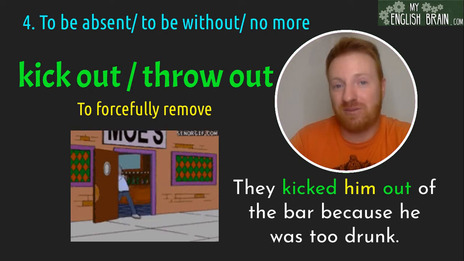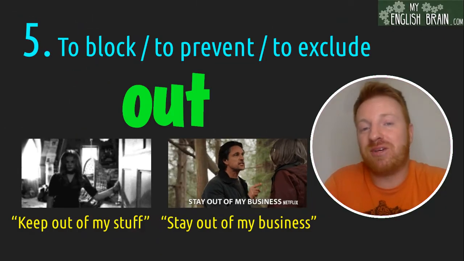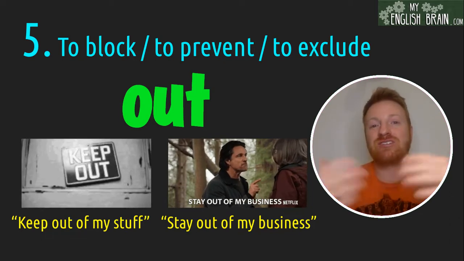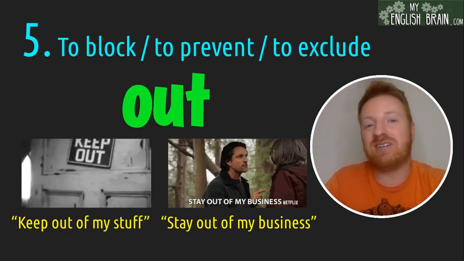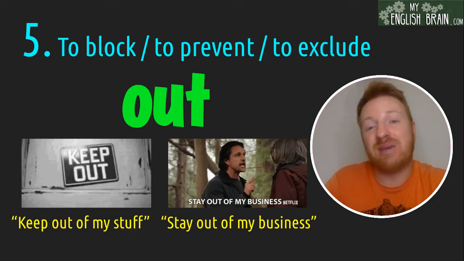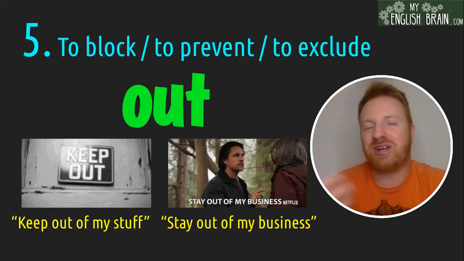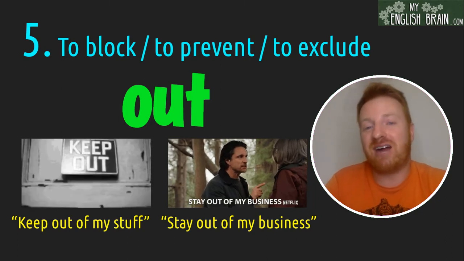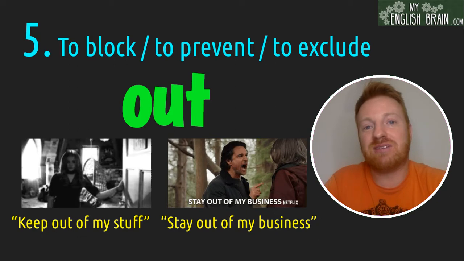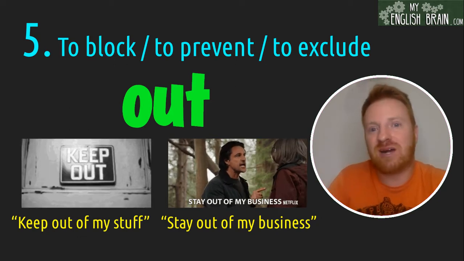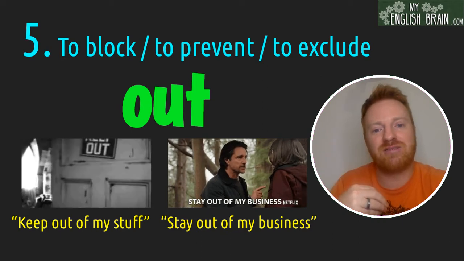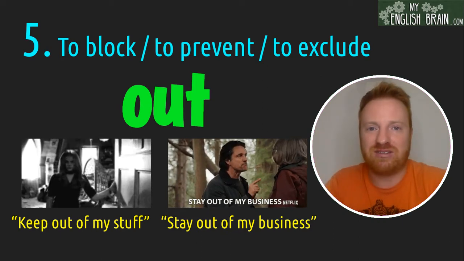They kicked him out. The fifth reason that we use out is to talk about blocking or preventing or excluding something. We can see this in a lot of the phrases that we use without. For example, keep out of my stuff means don't come into my room. Stay out of my room. Or if I say stay out of my business, it means stop asking questions. Stop trying to get inside of my mind and inside of my life. Stay out of my business.